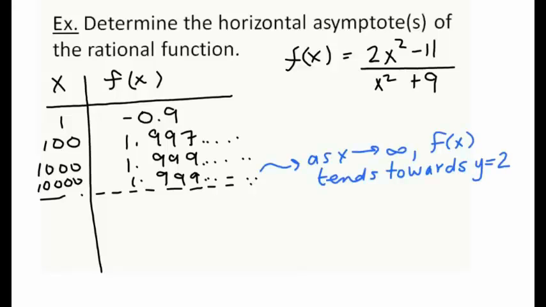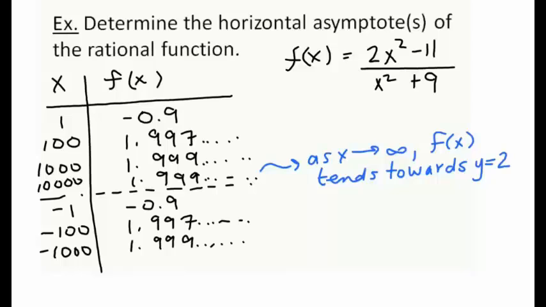Now let's see what happens in the negative direction. So let's start with negative 1. And again, you can double check that that is going to give us a value of 0.9 by using your calculator. Then maybe we'll try negative 100. Negative 100 should give us a value of 1.997 with some other digits. Then maybe we'd try negative 1,000, which should give us 1.999 with some more digits. And we could even do one more, negative 10,000. And again, we should get 1.999 with some more digits. So again, we see if x is getting very large in the negative direction, then our function again is tending towards y is equal to 2.